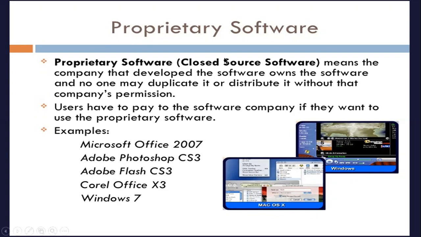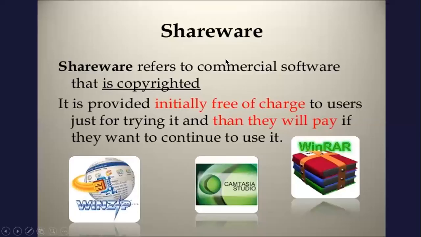Next is shareware. Shareware refers to commercial software that is copyrighted. Basically, it is made available with the right to redistribute copies, but it is stipulated that if one wants to use the software for a long time after a certain period of time, then the license fee has to be paid. So basically, it is provided initially free of charge, but just for trying, and then later they have to pay if they want to continue to use it.